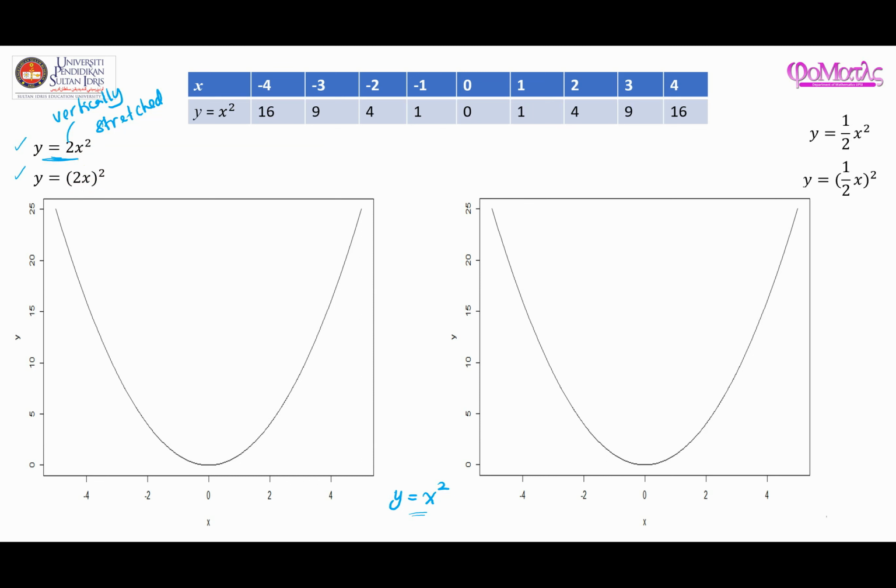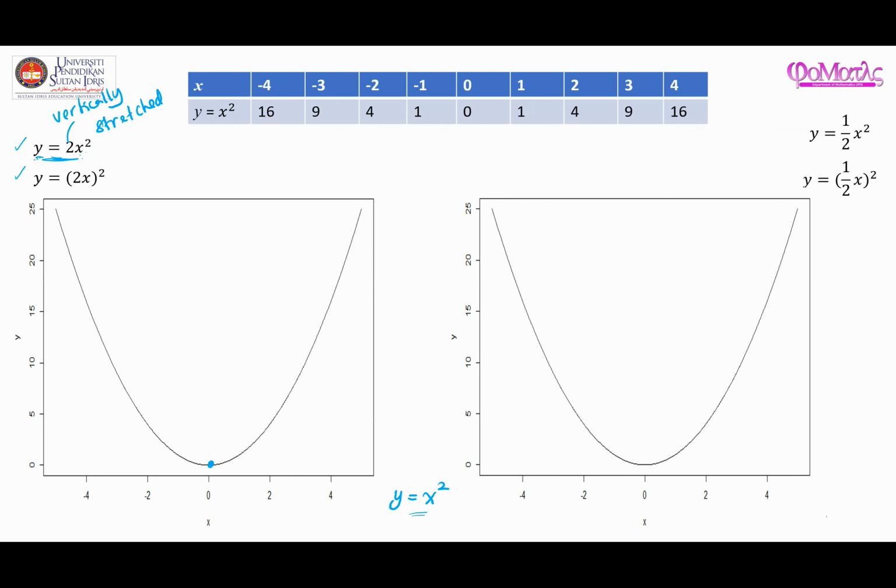Okay, you can imagine the change in the graph based on selecting several points. So for example, when x is 0, y will also be 0. 0 squared times 2 is 0.